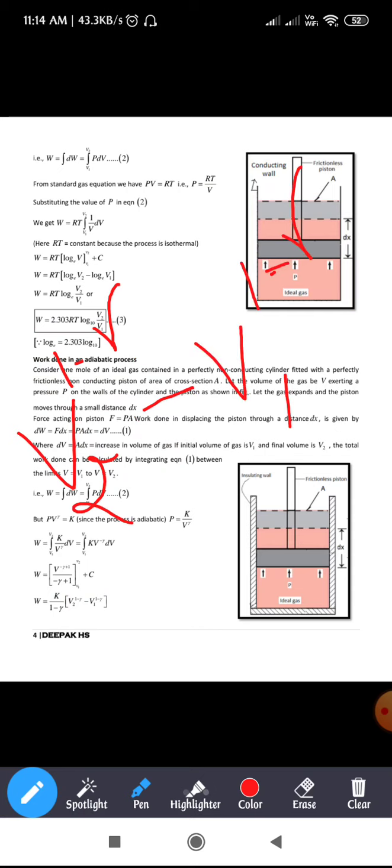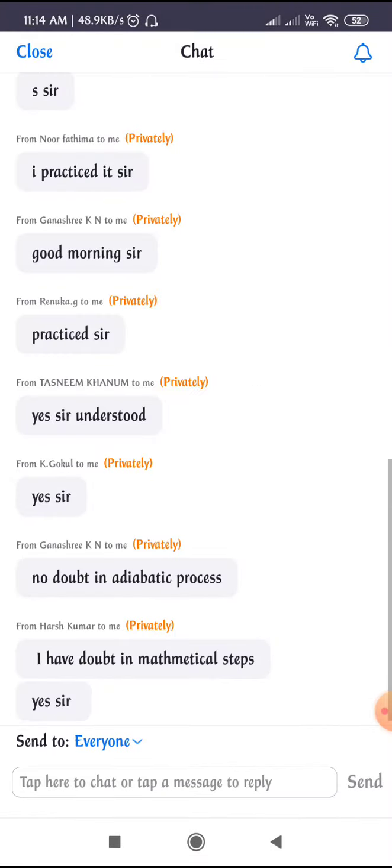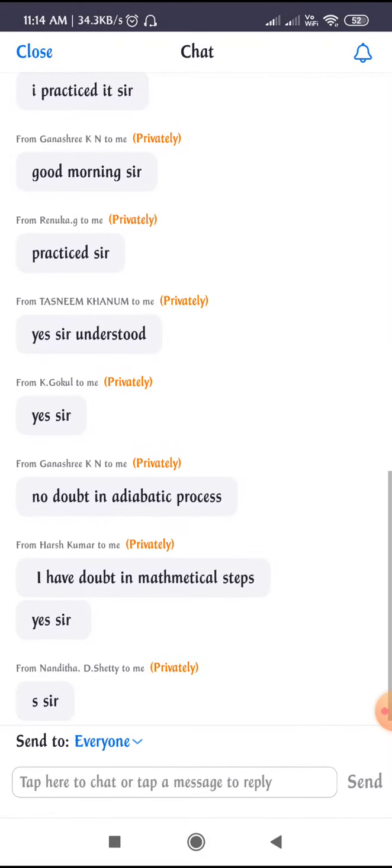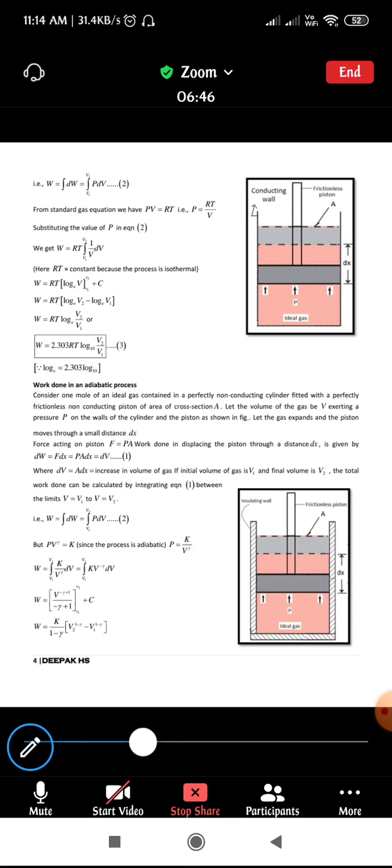Anything else apart from this? Have you understood, Harsh and Nandita? Okay, fine. So with this, we have completed work done in an adiabatic process.